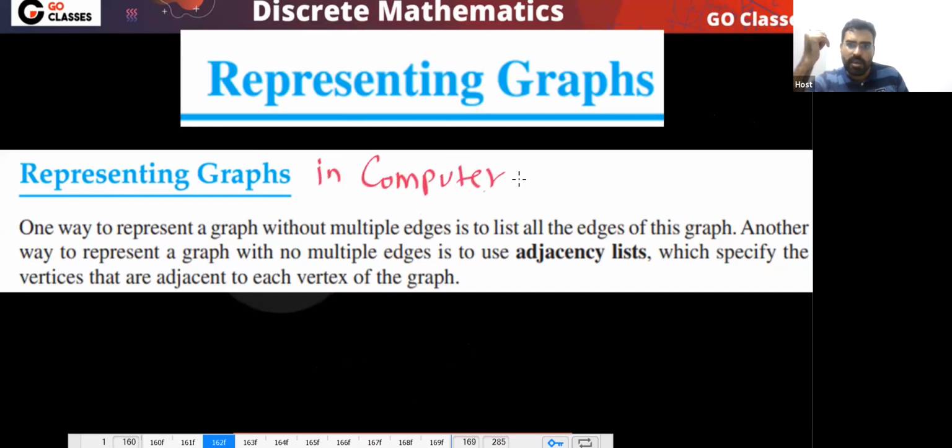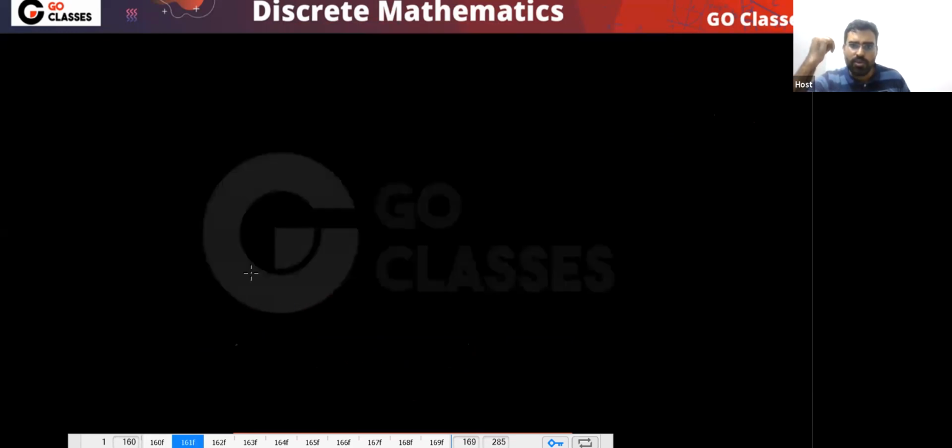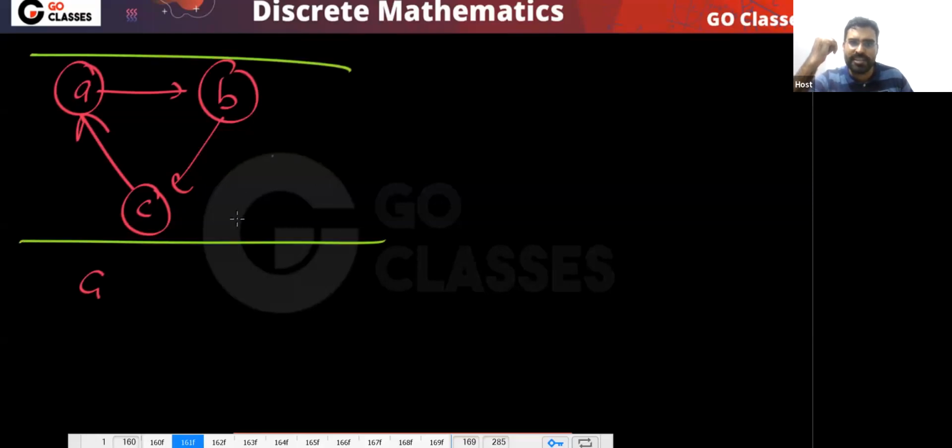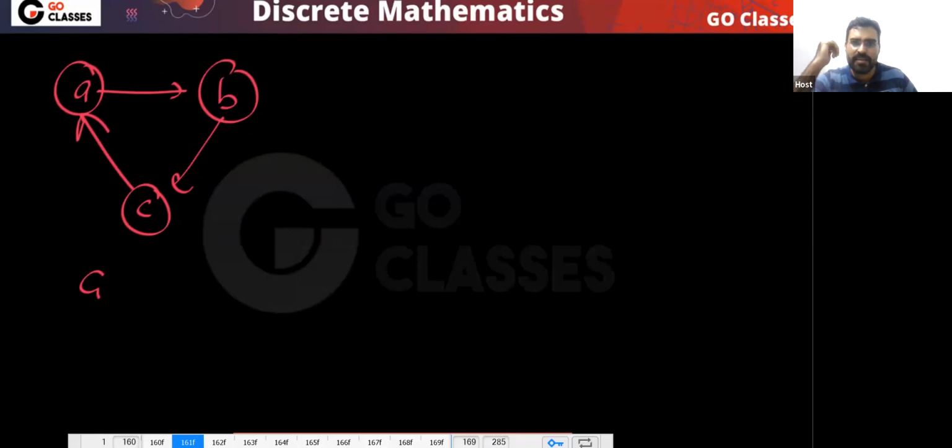In a computer, if you want to represent a graph, you cannot represent it like this. Just think about it. Can you represent it like this in your memory? For example, this is your RAM and this graph is there. Does it happen like this? No. So this is your graph. In memory, in a computer, how to represent this? You can represent this graph in 2 ways.